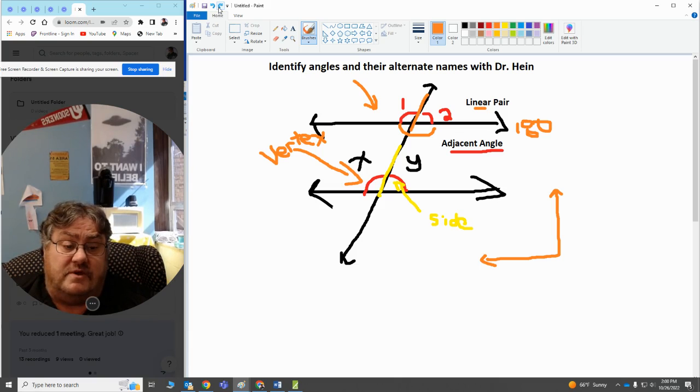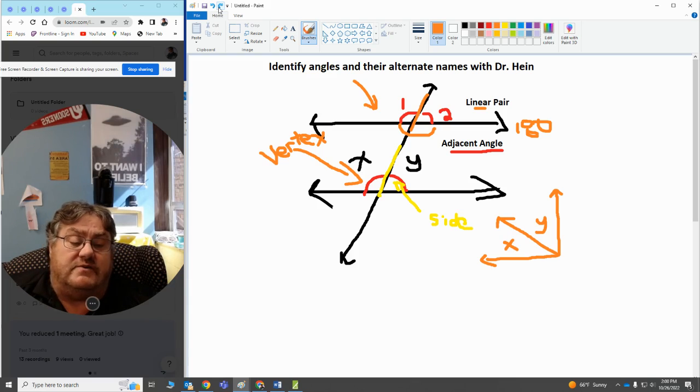And to show you an example, I'll draw a 90-degree angle, separate it with a midpoint, and one angle is 45 degrees. We'll call it angle X. The other angle is 45 degrees. We'll call it angle Y. This is an adjacent angle. Notice it does not have a straight line.